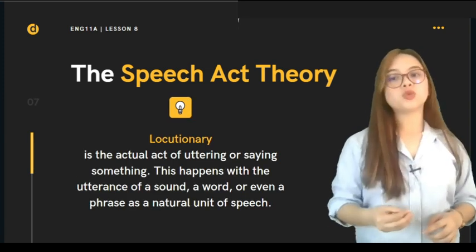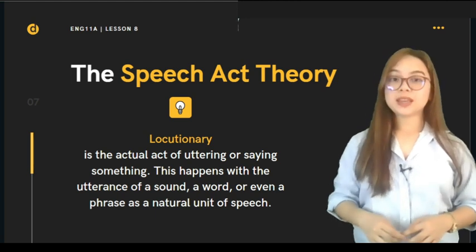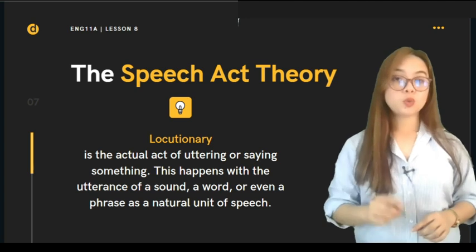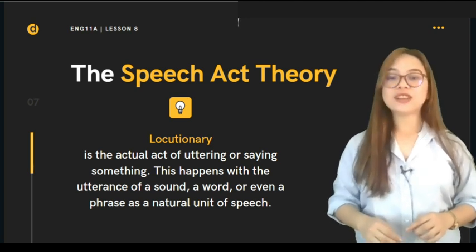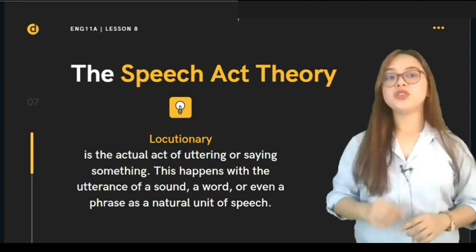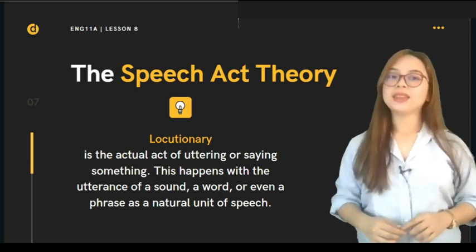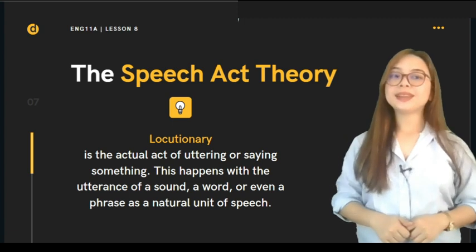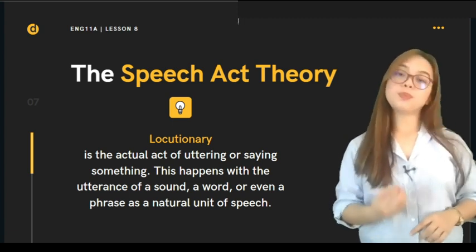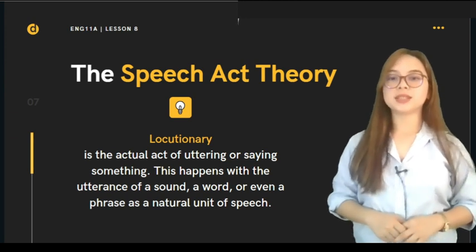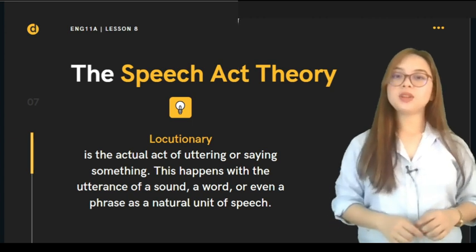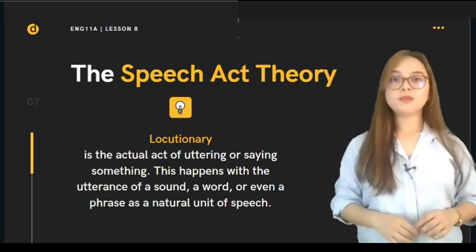Locutionary is the actual act of uttering or saying something. This happens with the utterance of a sound, a word, or even a phrase as a natural unit of speech. Cutting of 2002 said, "Locutionary is what is said." Meanwhile, Yule of 1996 states that locutionary acts is the act of producing meaningful utterances. Meaning, anything you say that is meaningful is already an example of locutionary.